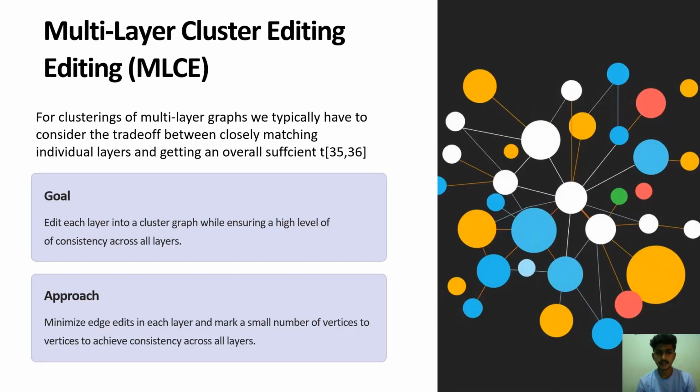Multi-layer cluster editing, MLCE. For clusterings of multi-layer graphs, we typically have to consider the trade-off between closely matching individual layers and getting an overall consistency. Goal: edit each layer into a cluster graph while ensuring a high level of consistency across all layers. Approach: minimize edge edits in each layer and mark a small number of vertices to achieve consistency across all layers.